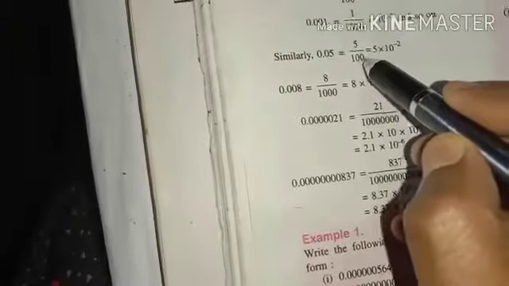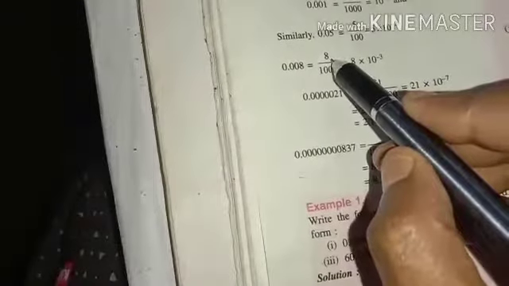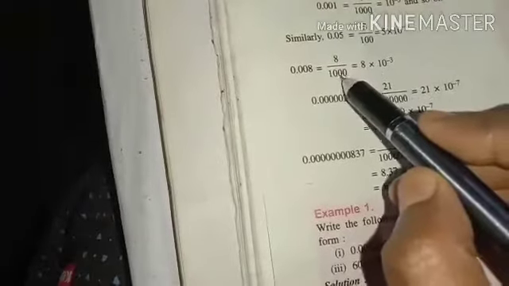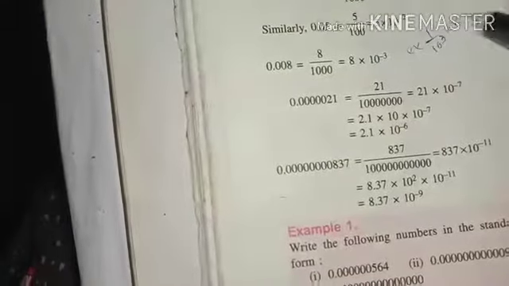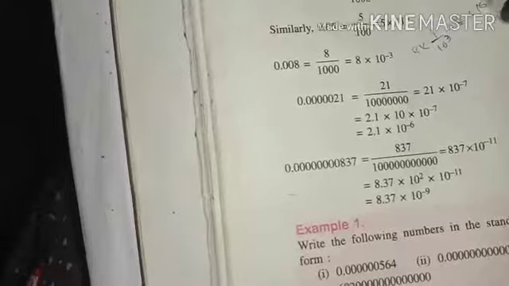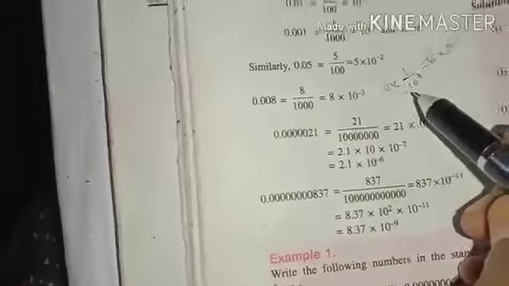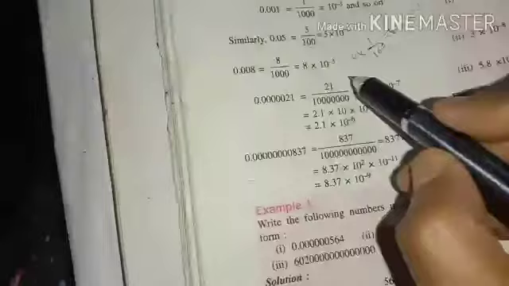Okay, clear? This is also 0.008. 0.008 means 8 by 1000. 1000 means 10 cube. If you write 10 cube in negative form, 8 by 1000 means 8 into 1 by 10 cube, and you can write 10 to the power minus 3. Clear? So that's why this is 8 into 10 to the power minus 3.